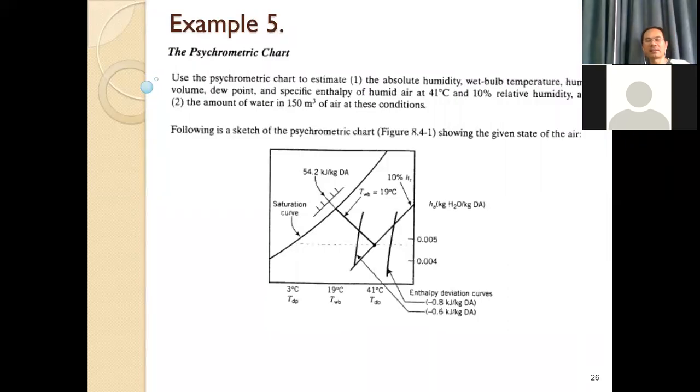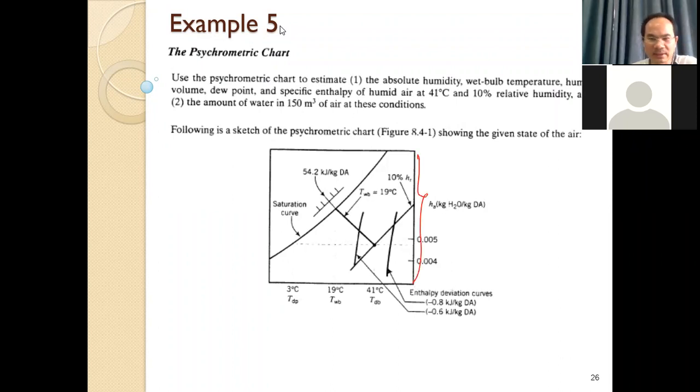Okay, look at this example. I will only show you how to use the psychometric chart. For this case, use the psychometric chart to determine the absolute humidity. If you remember, the absolute humidity is on this axis. This axis is the absolute humidity.